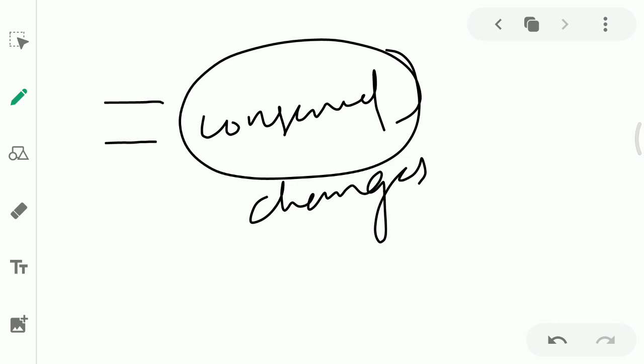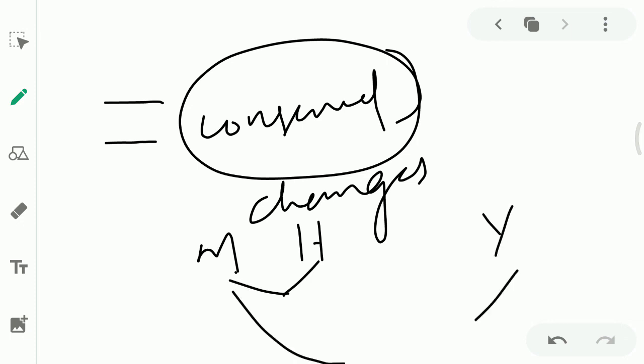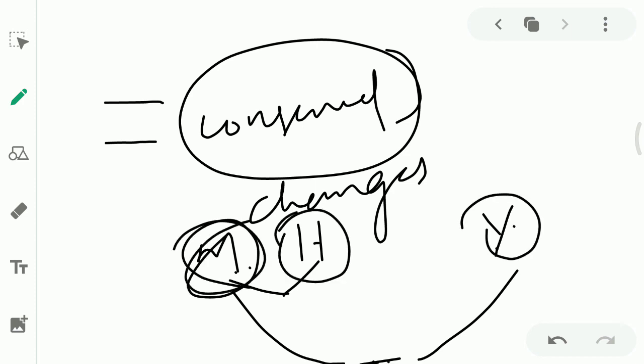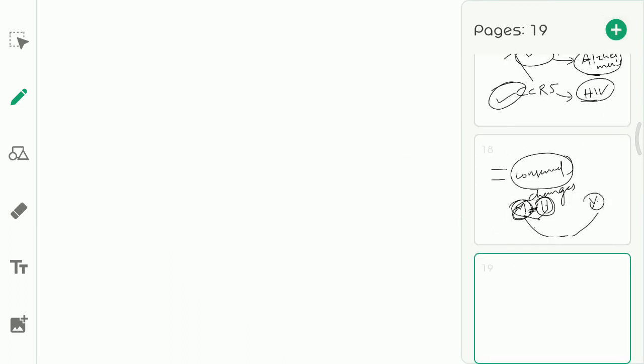So we can say that mouse and human have a common ancestry, and mouse and yeast have a long-back common ancestry. There is some similarity here, but there is a lot more here. That is why for these two the common ancestry is very recent, and for the other it is very old. This also we can deduce using SNPs.